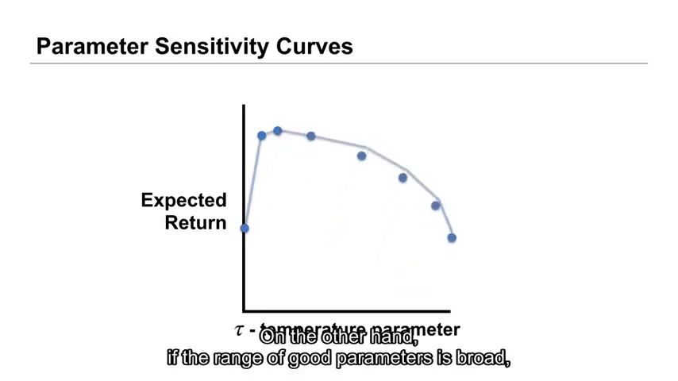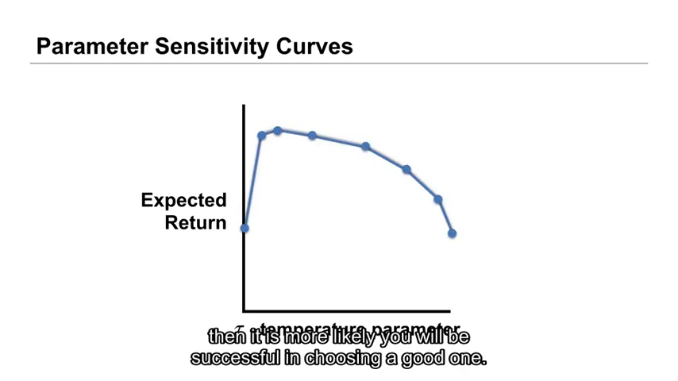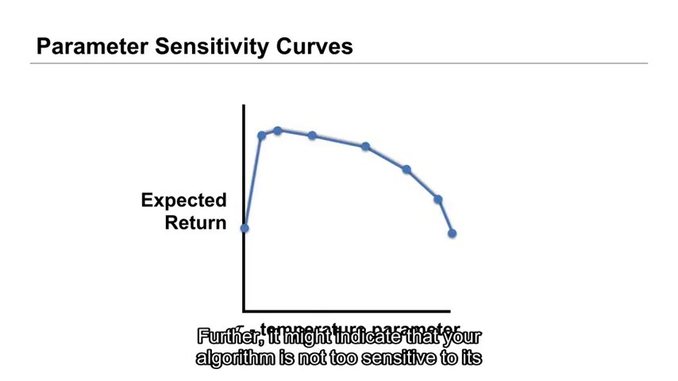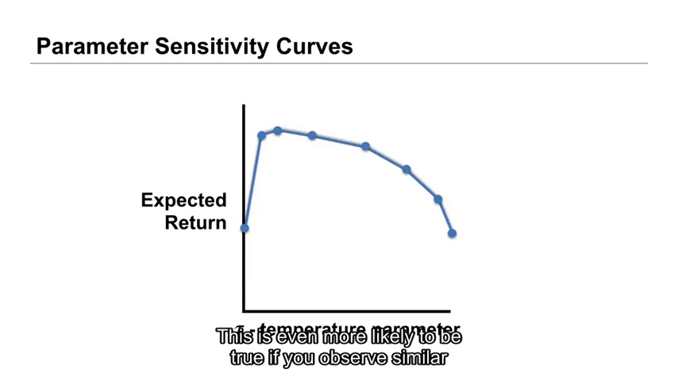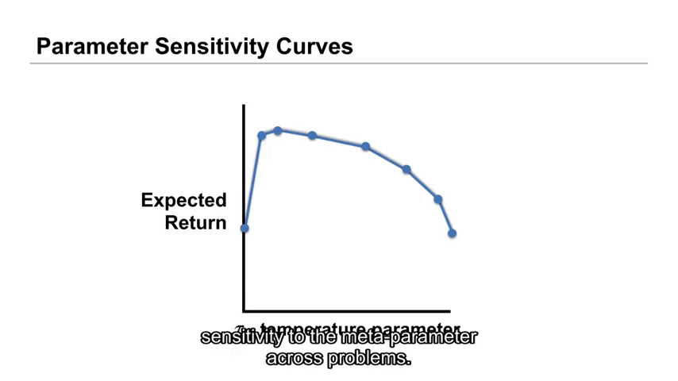On the other hand, if the range of good parameters is broad, then it is more likely you will be successful in choosing a good one. Further, it might indicate that your algorithm is not too sensitive to its metaparameter in general. This is even more likely to be true if you observe similar sensitivity to the metaparameter across problems.